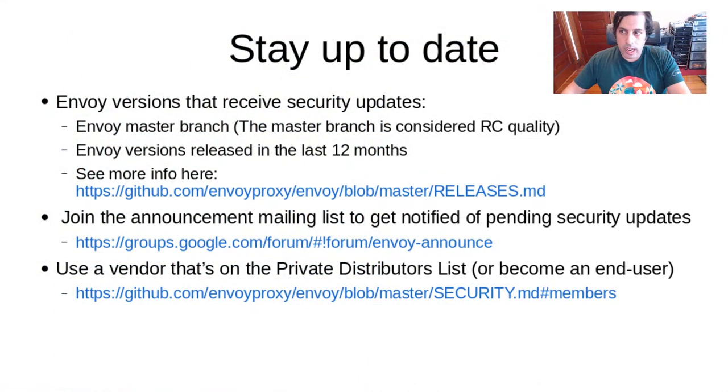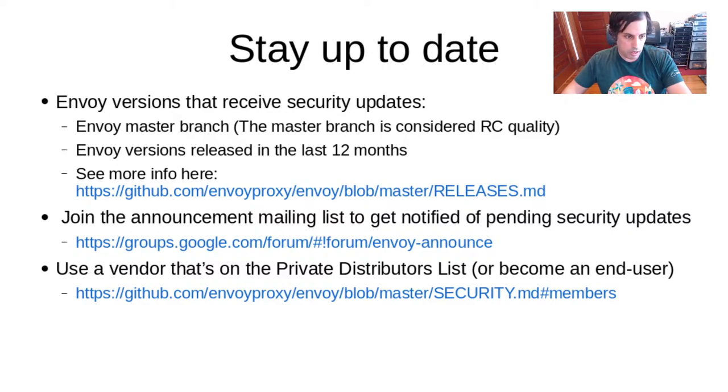Envoy has what's called a private distributor list. Now this list is meant to be kept pretty short, and it contains vendors and end users that receive the patches before everyone else so they can validate that their products work with these patches. They're not allowed to officially announce anything or release public versions with these patches until the embargo is over. But because they know about these things ahead of time, they can validate and make sure that everything works on the time for the release, right? So that's the private distributor list.